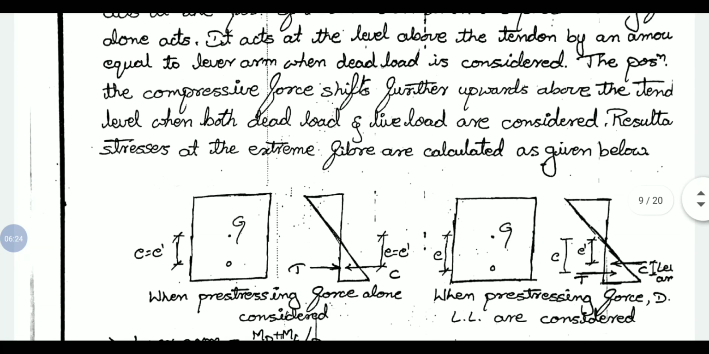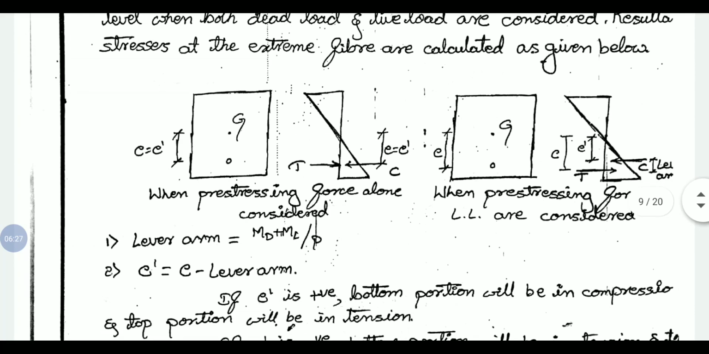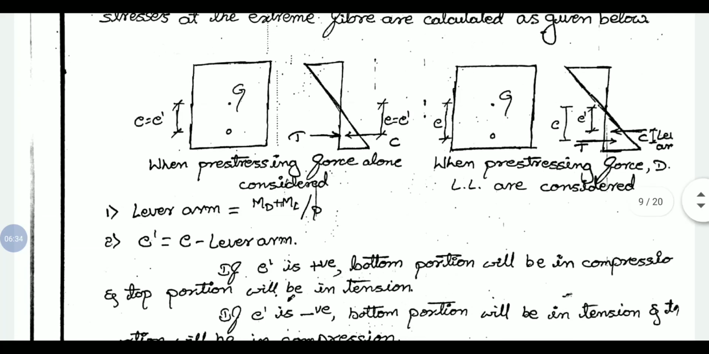Here we have stress distribution diagrams for the different cases. The first figure indicates that the compressive stress is acting exactly at the location of the tendon, that is, before consideration of dead load and live load. In the second figure we can observe that when we have considered dead load and live load, the compressive stress gradually shifts upwards, that is C.